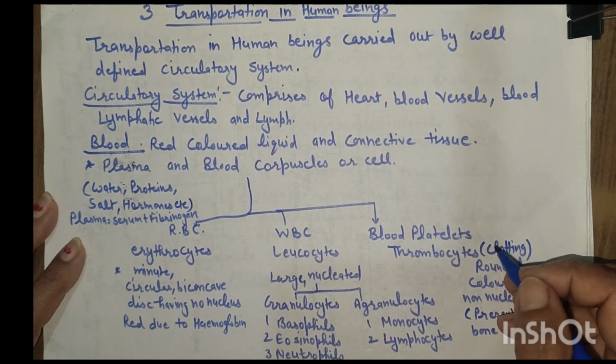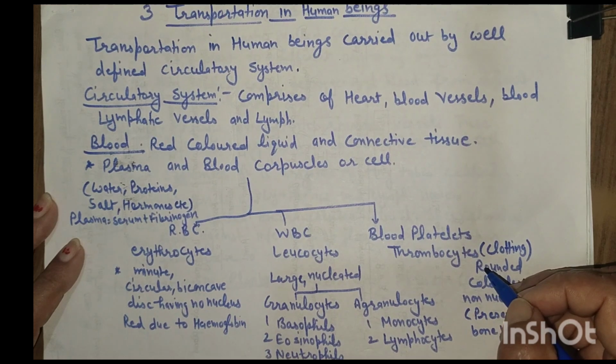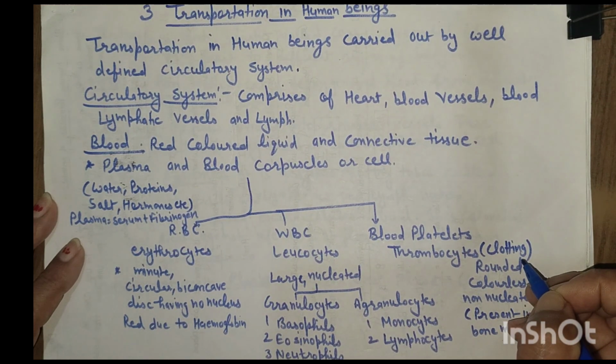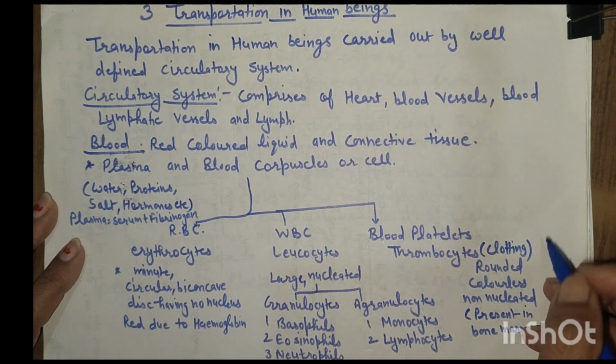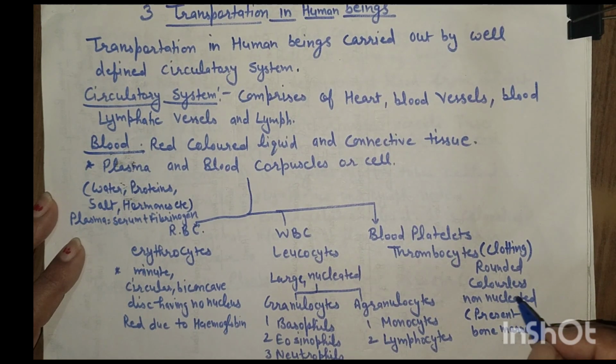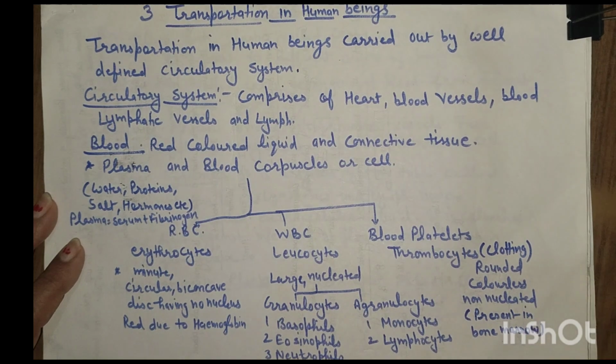Blood platelets are also called thrombocytes. These platelets help in the coagulation or clotting of the blood. These cells are rounded in shape and colorless. These are non-nucleated and they are present in the bone marrow.